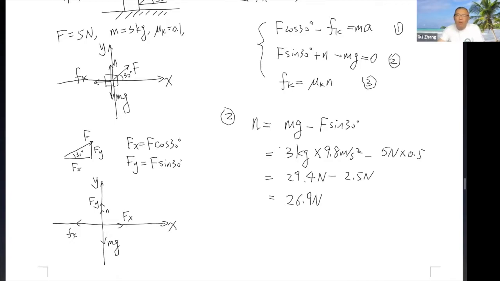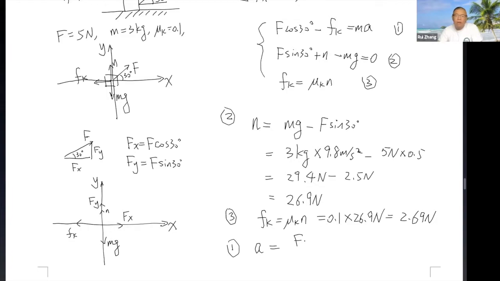Now we can go to equation 3. Fk equals mu k times n. So 0.1 times 26.9 Newton. So we got 2.69 Newton. Okay. And then finally, we can go to equation 1. We got acceleration equals f cosine theta minus fk, and then divided by m.